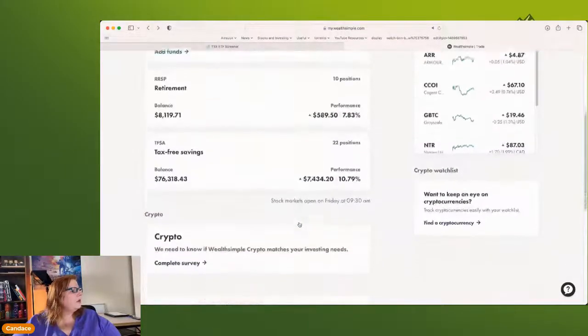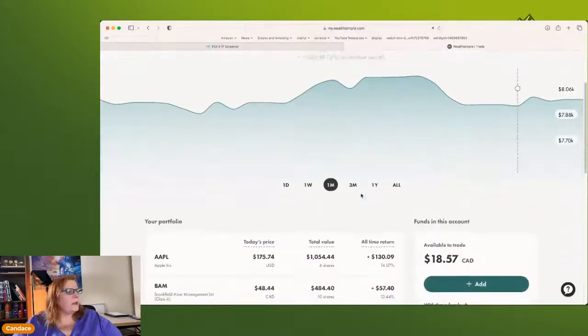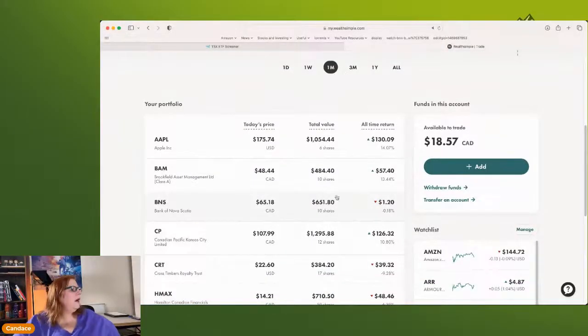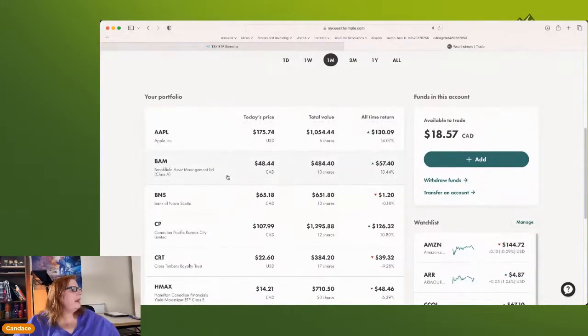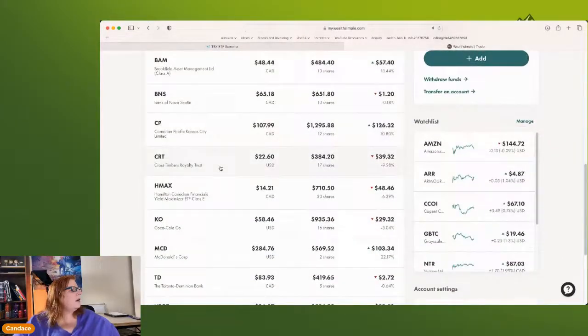Let's just do one little thing. We'll just jump over to the RRSP. I don't have a lot in the RRSP. That's lots of time to build that up later. That's where I have my BAM. So, for example, an Apple and Bank of Nova Scotia and Canadian Pacific. Cross Timbers Royalty Trust, that is a US one.